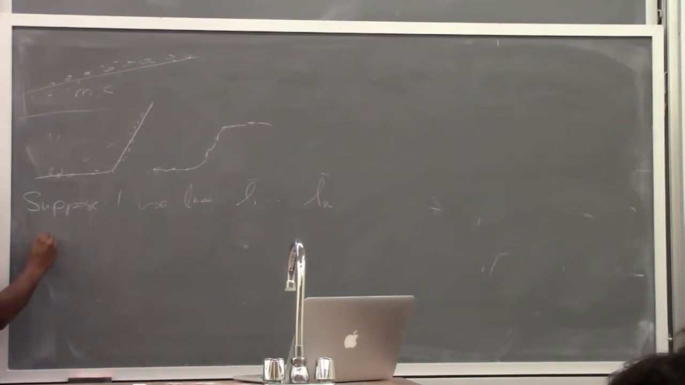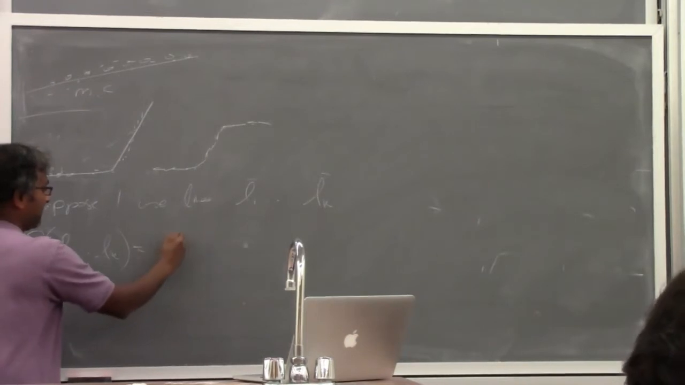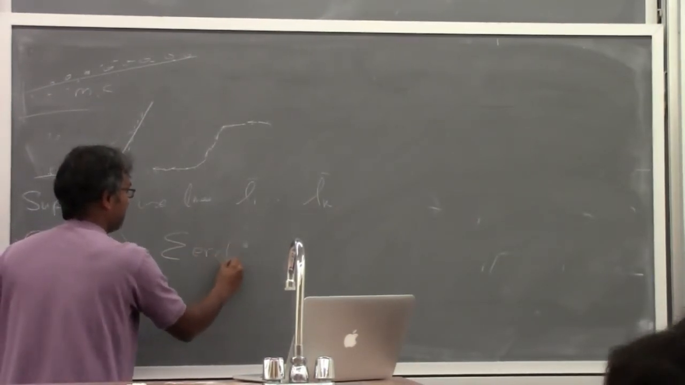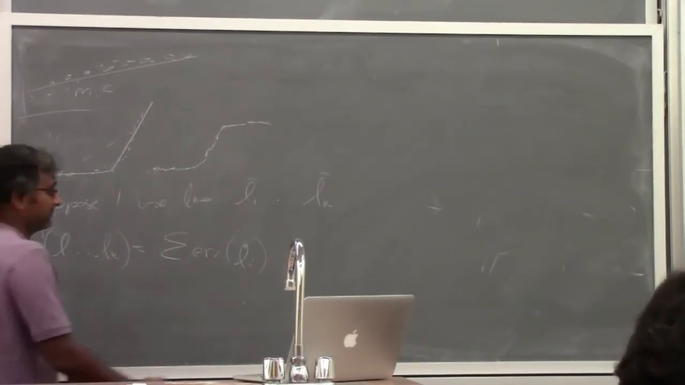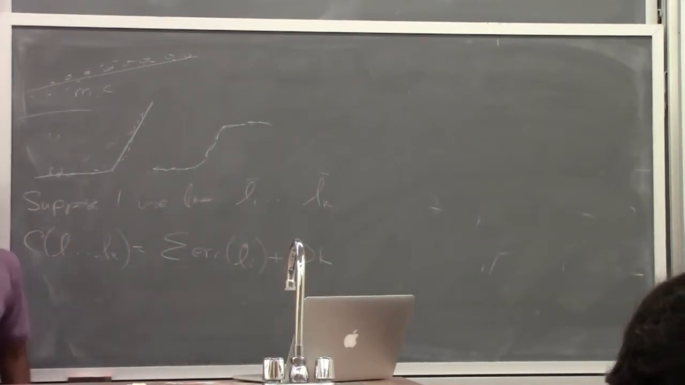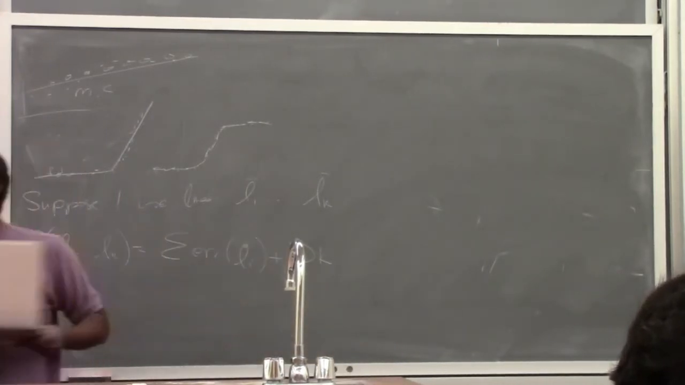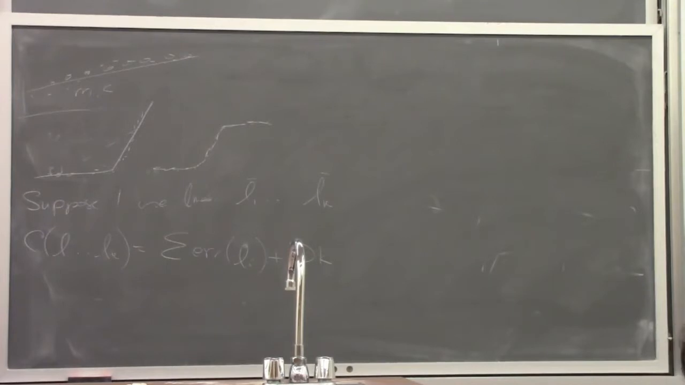So the cost I'm going to pay of L1 to LK is equal to the sum of all the errors for the individual lines, whatever the error happens to be, plus some constant times k. So I'm paying for each extra line that I use. That's one poor man's way of trying to limit the number of lines I use. I can use more to get better error, but now I pay more. So it's a trade-off. Okay.